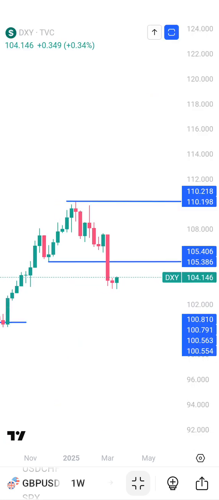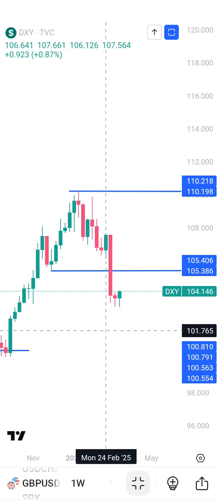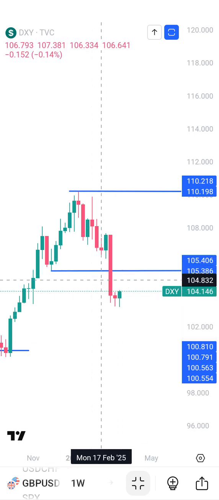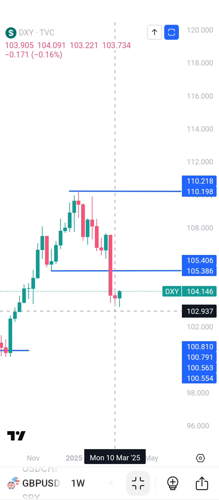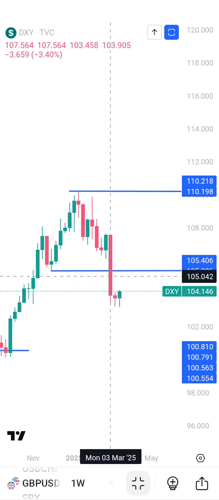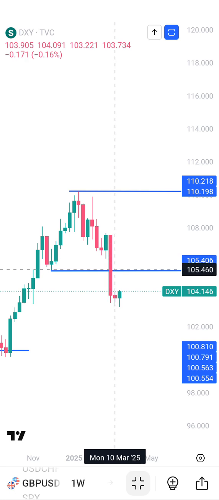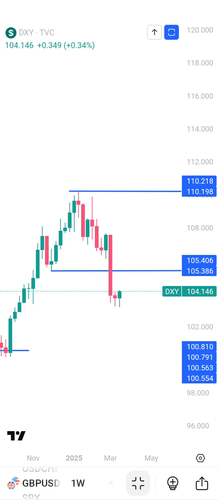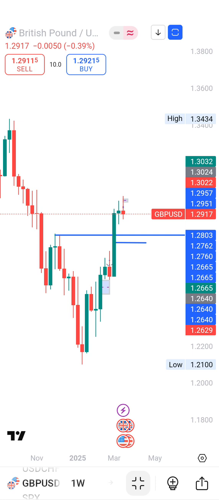Then on DXY, you can see price has broken this, so we still want a retracement. Price cannot keep dropping; you can see how many weeks price has dropped. So we can also see a retracement, pushing into the 50% of this range to rebalance before probably a drop down. That is on DXY.